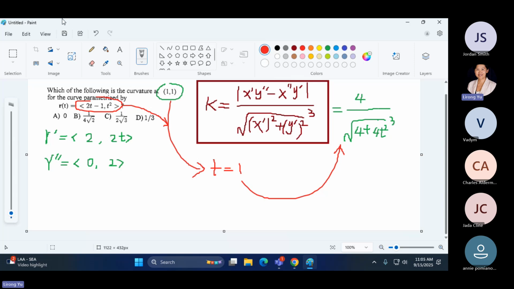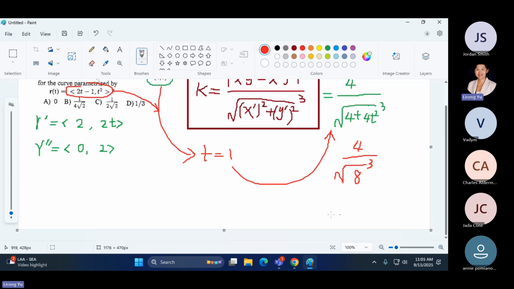So let's see, we finished the calculation. If you put in t equal to 1, we have the curvature equal to 4 over the root of 4 times 1, which is 4, plus 4, which is 8. And that's cubed, right? To cube the root of 8, you get 8 root 8, so we have 4 over 8 root 8, because root of 8 times root of 8 equals 8, so that cancels one of the square roots. That's what we have. And we can certainly reduce 4 over 8 to 1/2.